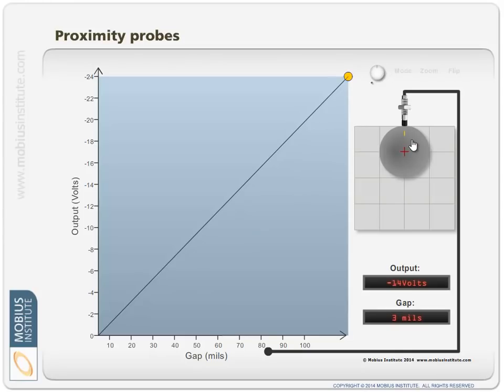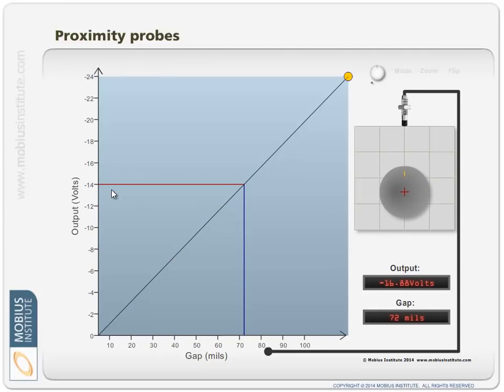And so as I change this gap here, you'll notice that as the shaft moves away from the probe, we are getting a higher negative voltage. That sort of gets confusing. So is it higher or is it lower? Is the voltage higher as we move towards the probe, or is it lower as we move towards the probe? But this is actually what we get. So with a bigger gap, we get this larger negative voltage. So larger negative voltage, smaller negative voltage.